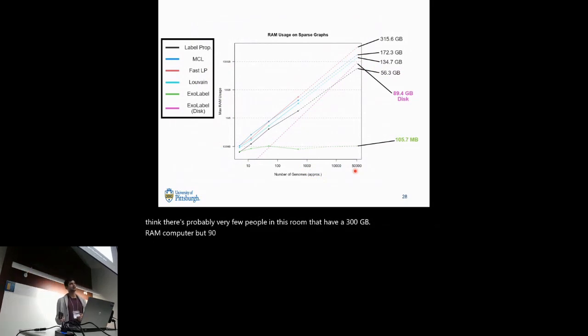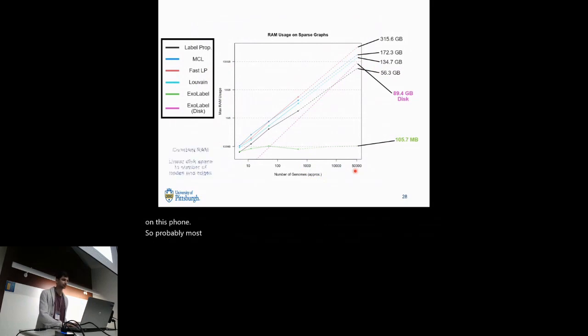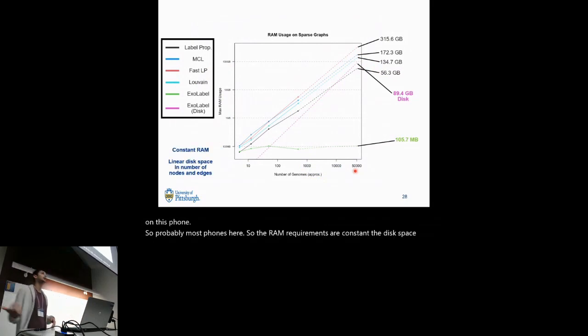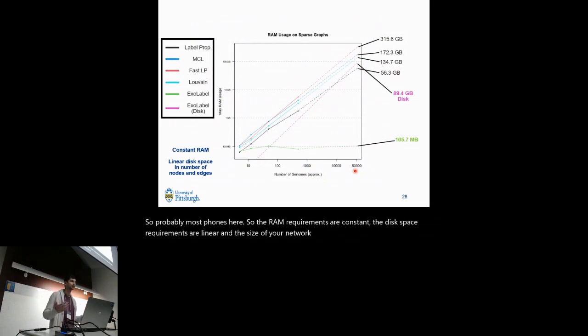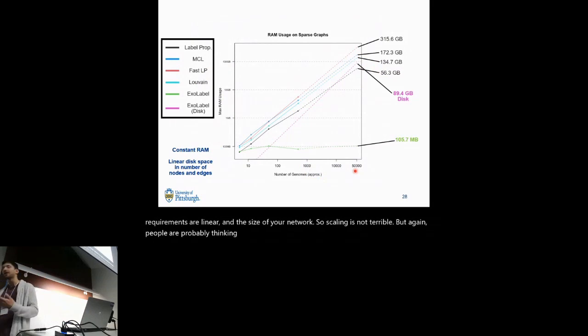But 90 gigs of disk and 100 megabytes of RAM is something that would run on this phone. So probably most phones here. So the RAM requirements are constant. The disk space requirements are linear in the size of your network. So scaling's not terrible. But again, people are probably thinking, okay, why doesn't everyone do this?